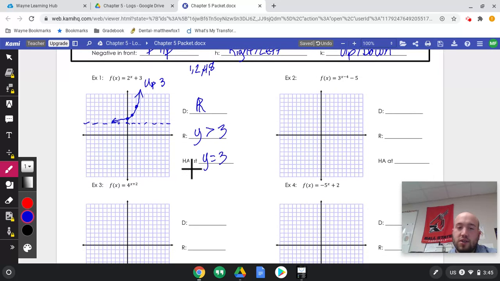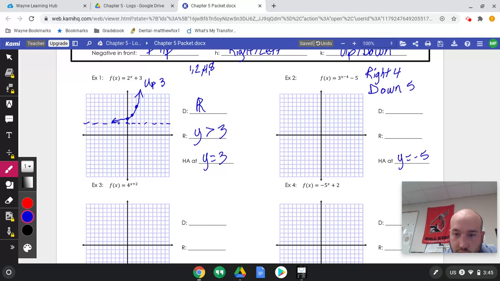So now that's our graph. Let's try the next one. This one shifts in two ways. It's going to go right 4 because of the x minus 4 in there. And it's going to go down 5. Now down 5 tells us this will be y equals negative 5. So I'm going to drop and draw that in. 1, 2, 3, 4.